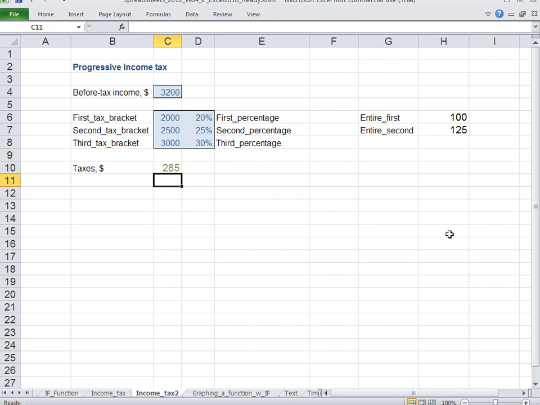And there is no doubt that the progressive income tax is much more intricate to calculate in Excel, as it's also more difficult to manage for a state.